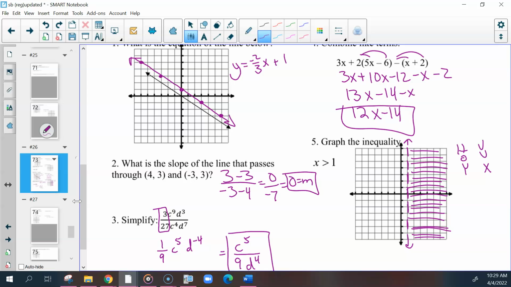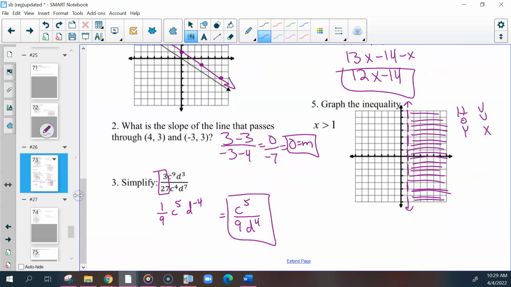Number 3, we haven't talked about, but you may remember this from algebra. Here you are simplifying exponents, so your exponent rules come into play. If you are dividing just numbers, you're going to just simplify those. If you're dividing like bases, like these both have C's, these both have D's, then you're actually subtracting the exponents. So this would be C to the 5th and D to the negative 4th.